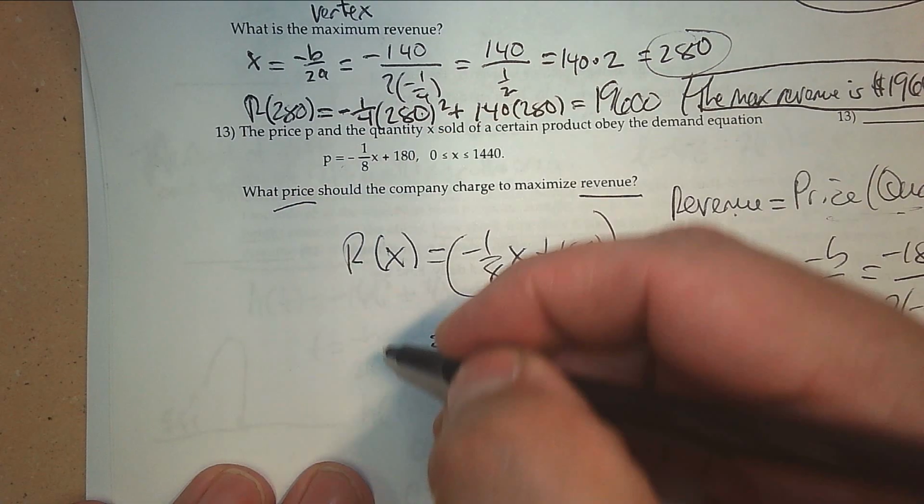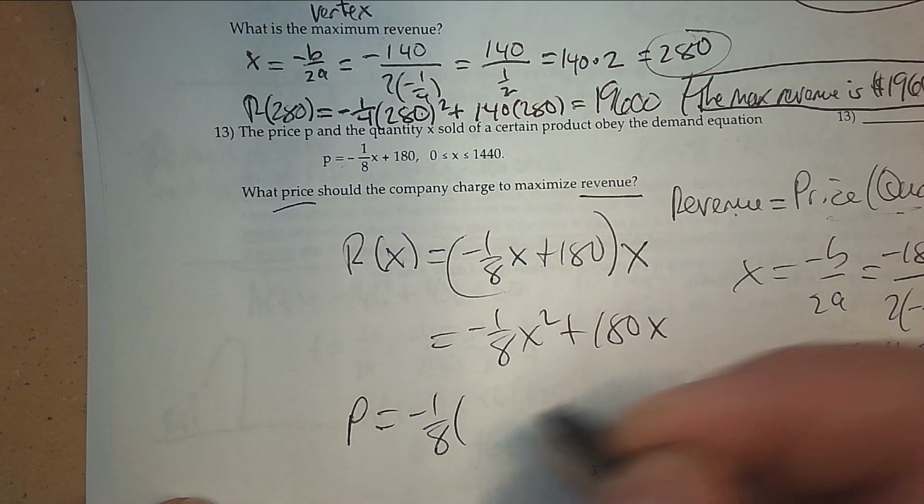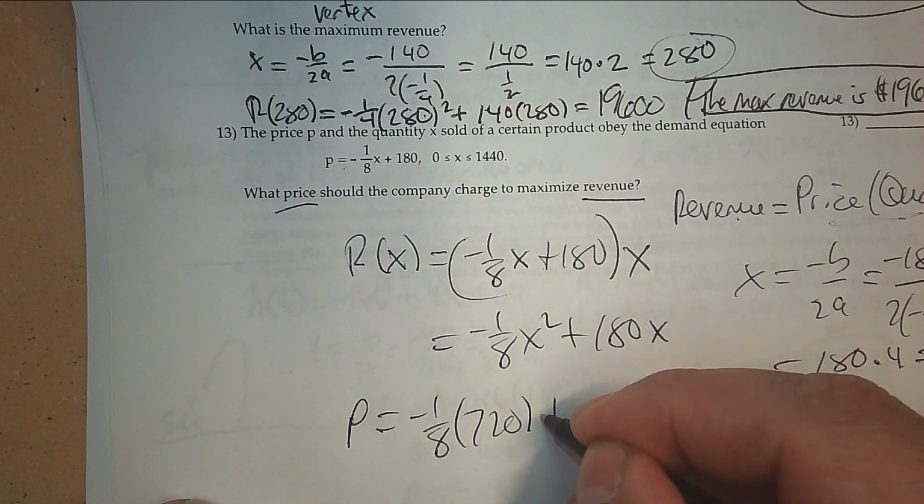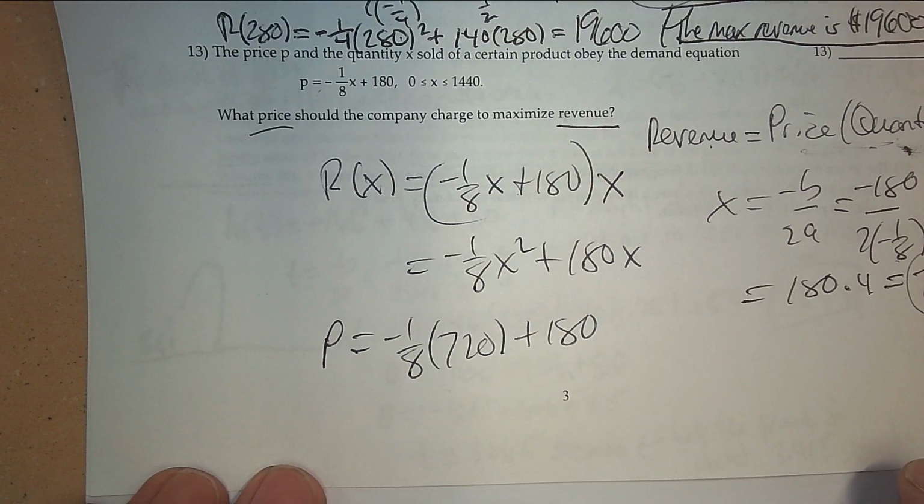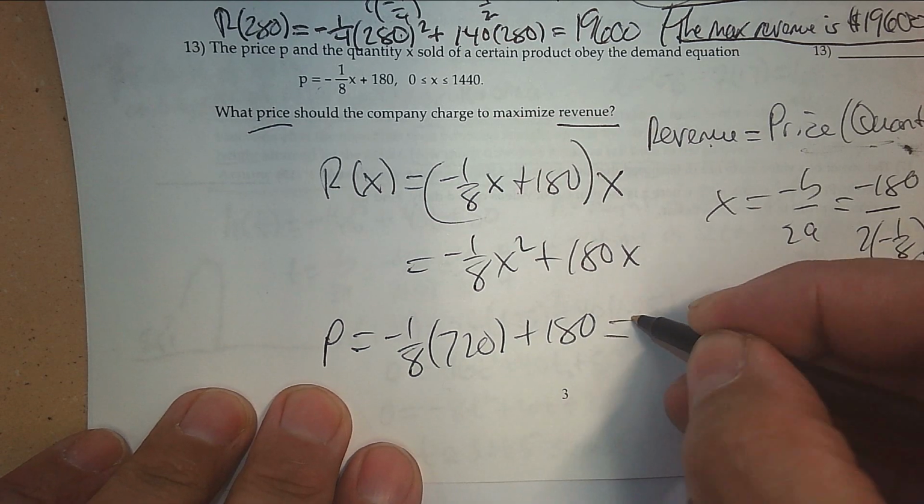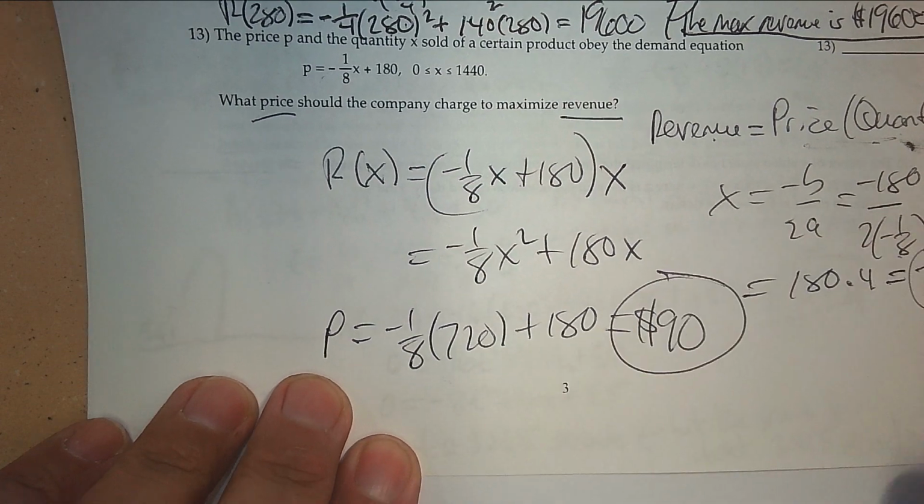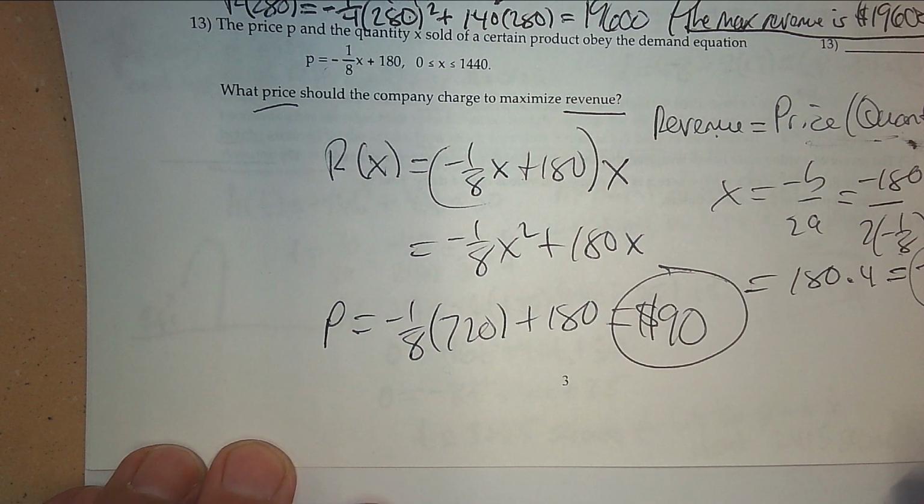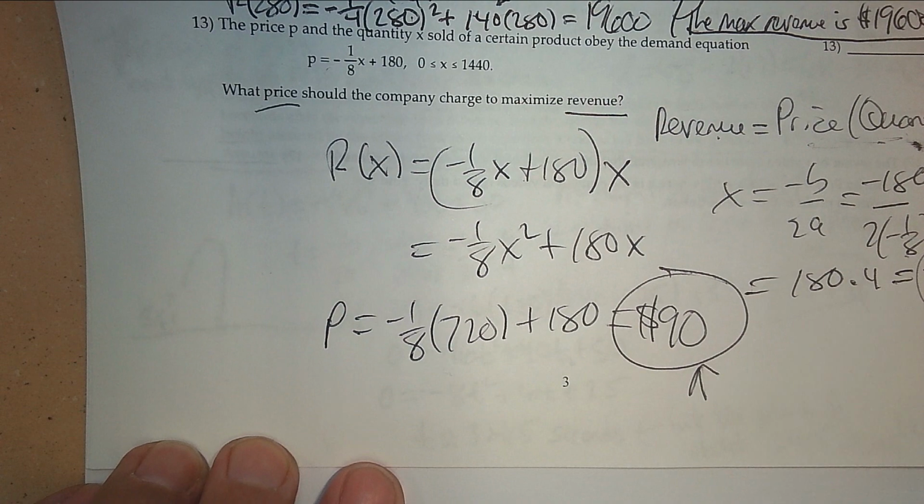So go back to what P equals, and then where there's an x, put in 720, and that would give you the price per unit, because that's what you're looking for. What price should the company charge? So let me just use my fancy calculator here. So 720 divided by negative 8 plus 180. So that answer is 90. So what price should the company charge to maximize the revenue? And the answer is $90.